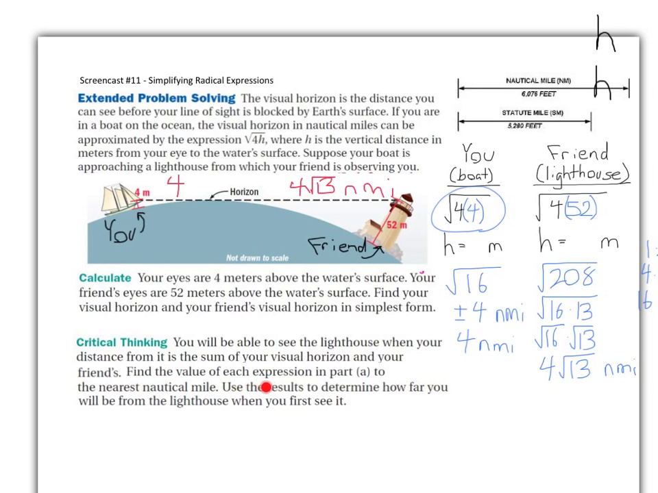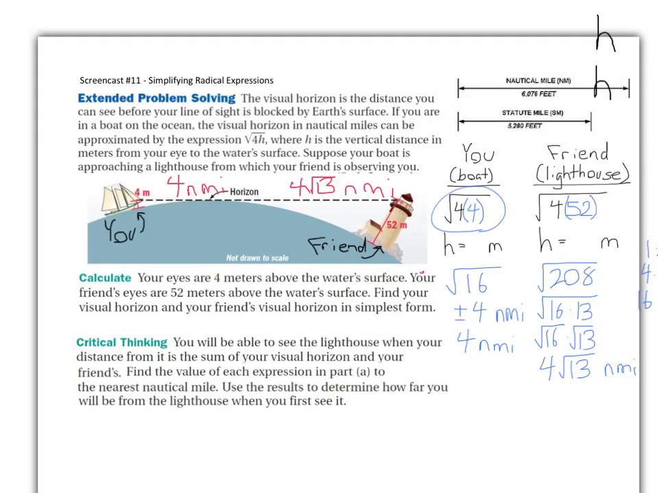Find the value of each expression in part A to the nearest nautical mile. In other words, we have to create whole numbers, because rounding something to the nearest nautical mile means no decimals. We need to actually figure out what the distance is. Now, by saying 4 nautical miles, okay, 4 is, of course, a whole number. But 4 root 13 nautical miles, most people are going to ask, well, really? I don't know. Is that a large distance, a small distance? Is that long? Is that short? We have to actually put it into an actual number that our brains can better comprehend. 4 nautical miles is good there.